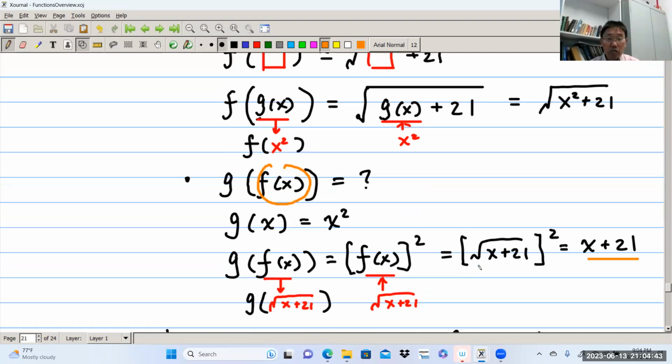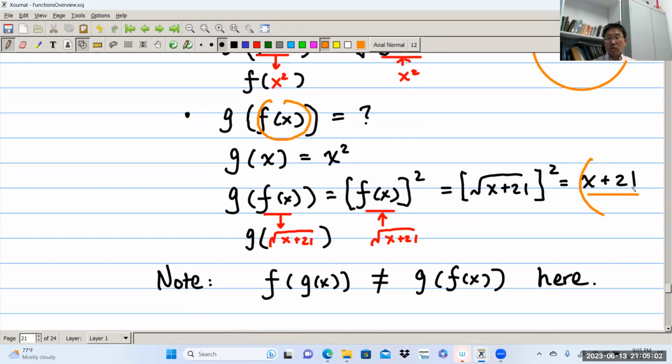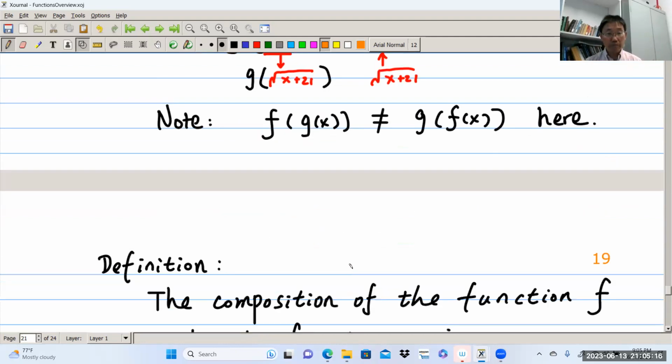But if you do F of G of X, then F of X is the square root of X plus 21, so for F of G, you replace X by G. So it's the square root of G plus 21. But what is G? G is X squared. You get the square root of X squared plus 21, which is different. So normally F of G of X is different from G of F of X. If you change the order of these two functions, you get different composite functions. Keep that in mind.